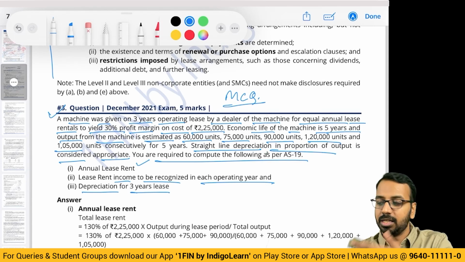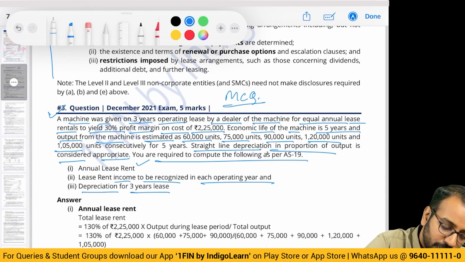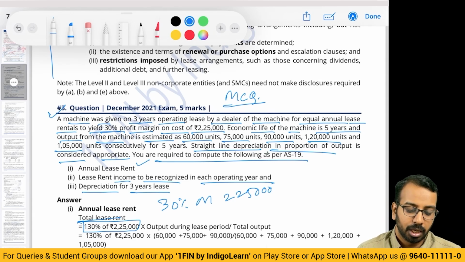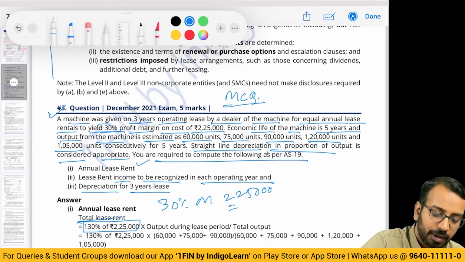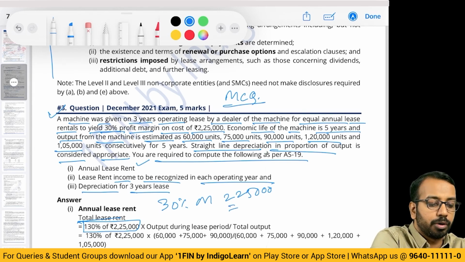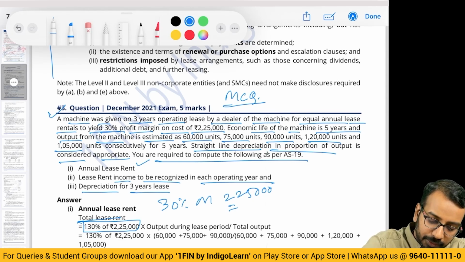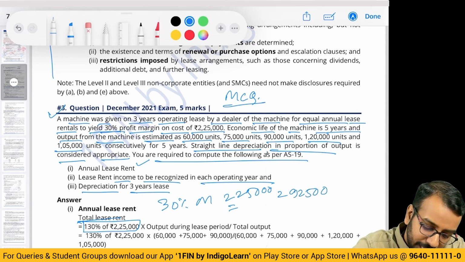Once you understand operating lease, you'll be able to understand the remaining part. Now, lease rent is what you have to see, 30% profit on 225,000. So total lease rent should be 130% of 225, right? 225 into 130% is 2,92,500.